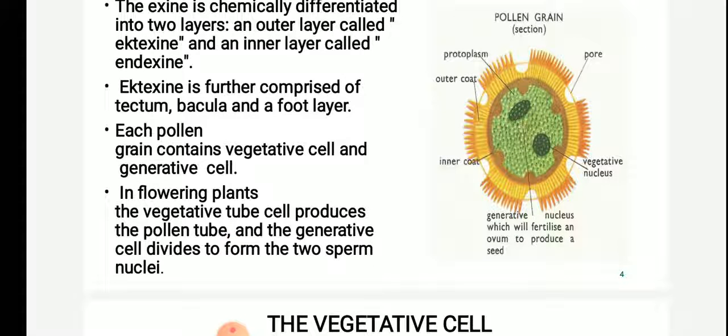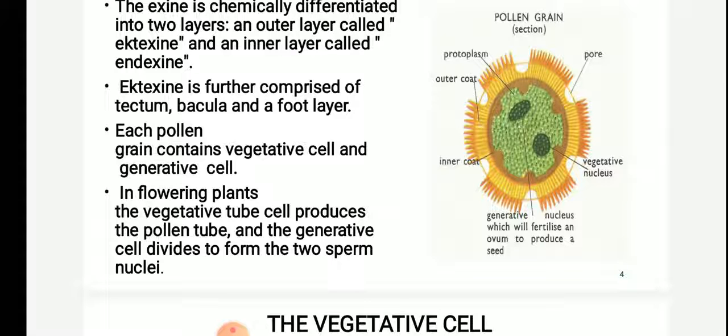Each pollen grain contains a vegetative cell and a generative cell. In flowering plants, the vegetative tube cell produces the pollen tube and the generative cell divides to form two sperm nuclei. Dear students, the pollen grain is the first cell of the male gametophyte.